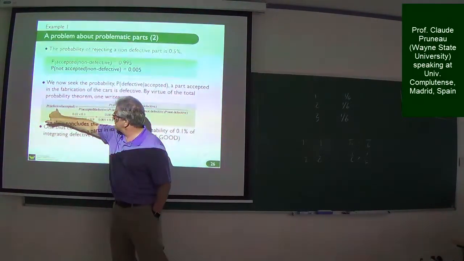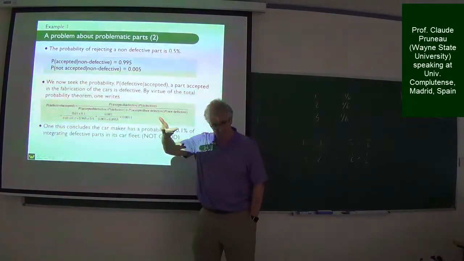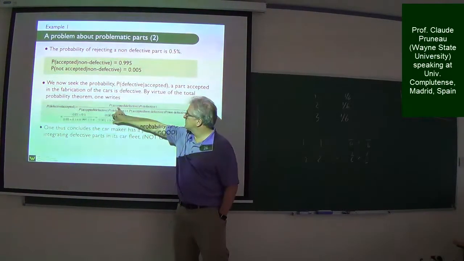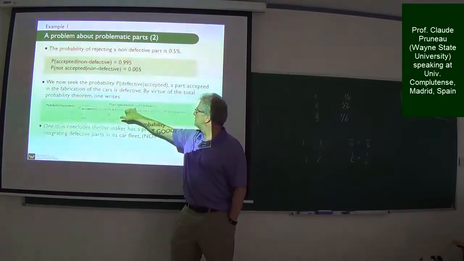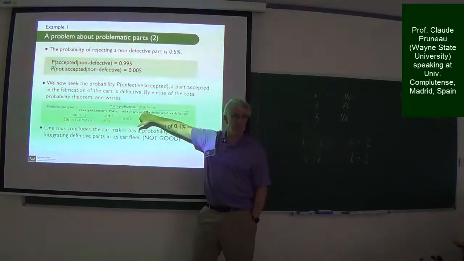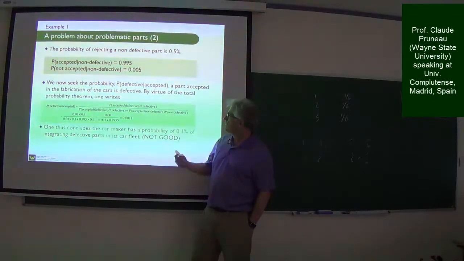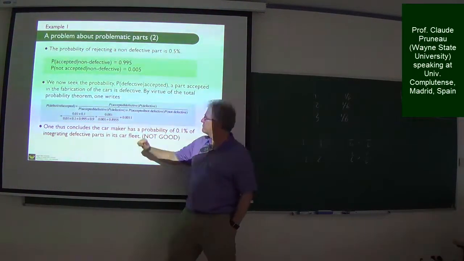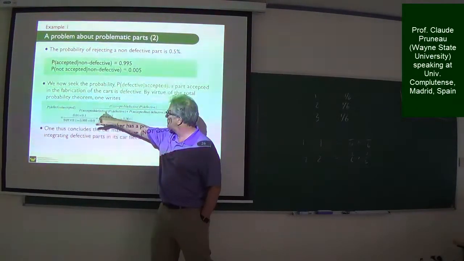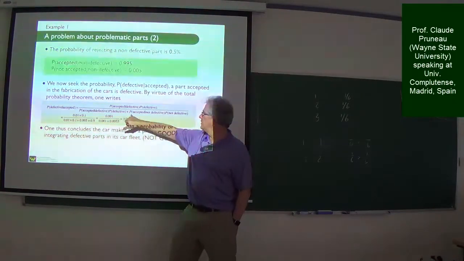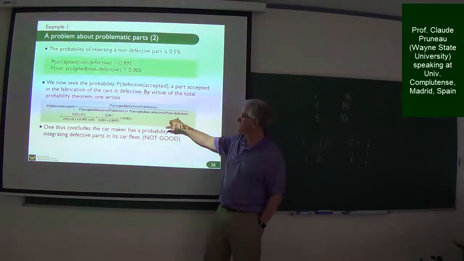The probability of a defective part when it is accepted is, by virtue of Bayes' theorem, going to be the probability of the part being accepted when it is defective. You see, I only inverted the 2 here. And then I multiply by the probability of being defective, which I know. And then I divide by the probability of being accepted. The probability of being accepted is the sum of 2 probabilities: the probability of being accepted when defective times the probability of being defective, and the probability of being accepted when not defective times the probability of being non-defective.